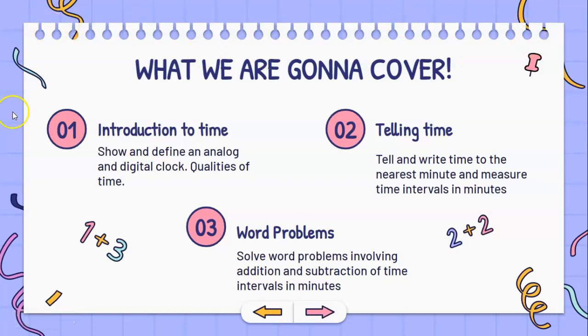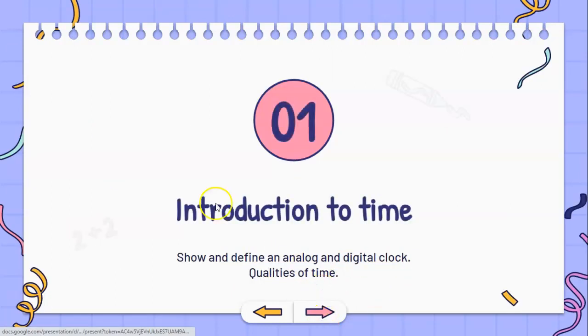What we are going to cover, we are going to start with an introduction to time, which is going to show and define an analog and digital clock. And we are also going to learn about the different qualities of an analog clock, because that's what we're going to tell time by. Then we're going to talk about telling time, which is we are going to tell and write time to the nearest minute and measure time intervals in minutes. And then lastly, we are going to have word problems, which are going to solve word problems involving addition and subtraction of time intervals in minutes.